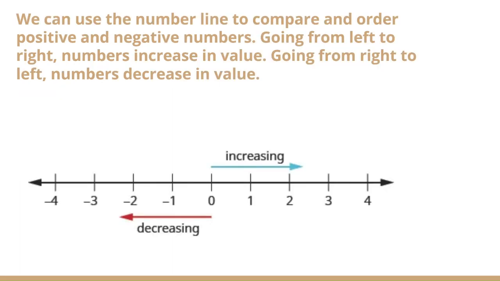We can use the number line to compare and order positive and negative numbers. Going from left to right, the number increases in value, and going from right to left, the number decreases in value. So from here we can know that +3 is definitely bigger than -2 or -3.